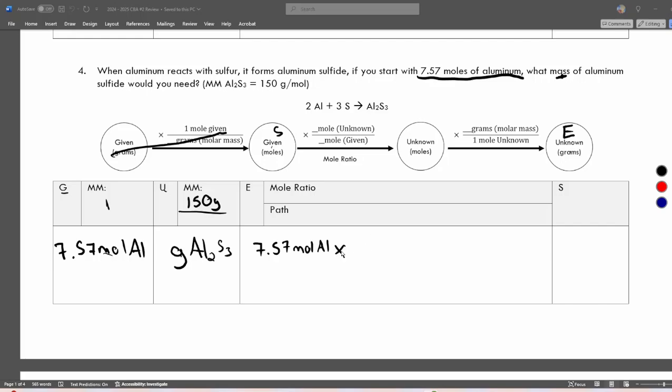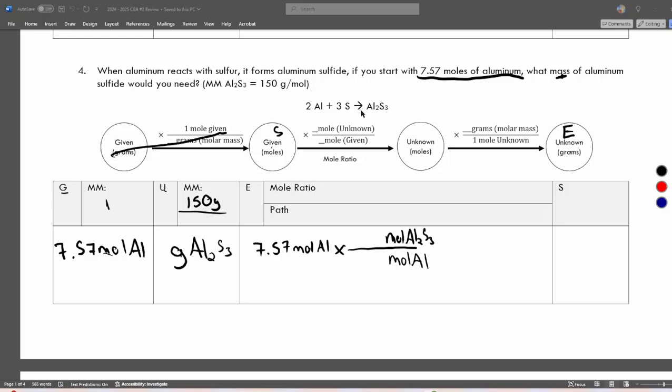Let's multiply by our first fraction. Our first fraction is our mole ratio. It says moles of unknown on top. So we're going to put moles of Al2S3 on top and moles of given on bottom. My given is aluminum, moles of aluminum. Cool. Now up here, Al2S3 is right here, aluminum sulfide.